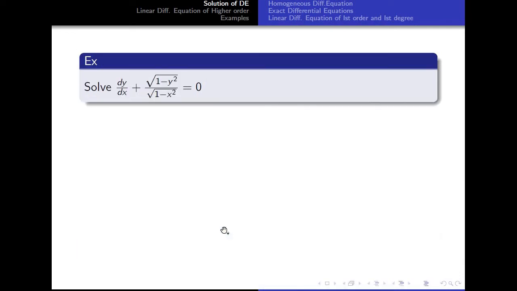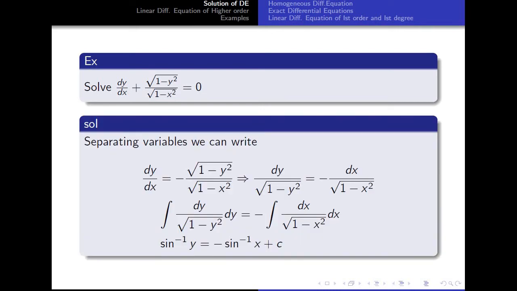Here is the next example, one that is most often asked in our exam: dy by dx is equal to under root of 1 minus y square divided by under root of 1 minus x square, equal to 0. Again, this is very easy to convert to variable separable form. Separating the y terms and x terms, dy divided by under root of 1 minus y square is equal to minus dx divided by under root of 1 minus x square.